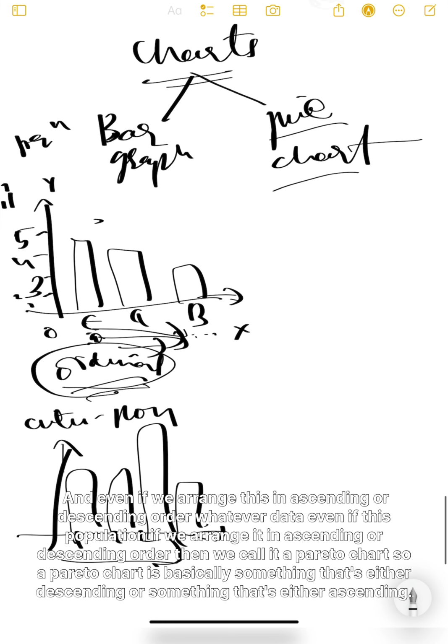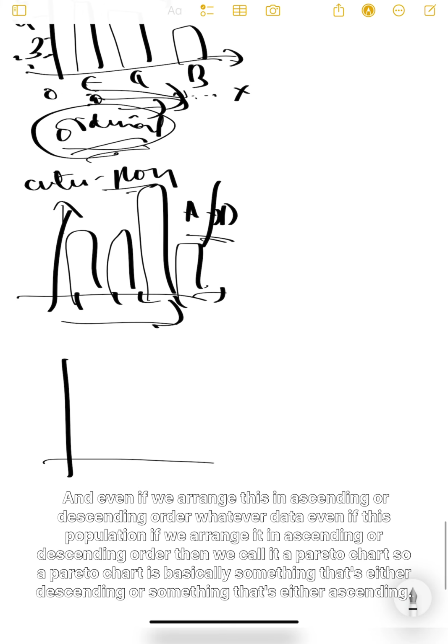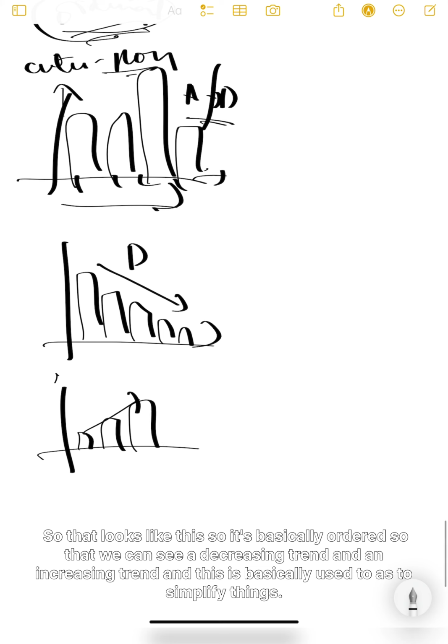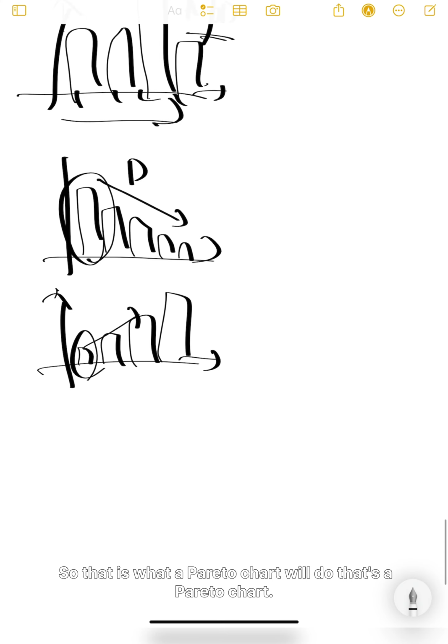And even if we arrange this data, even this population, in ascending or descending order, then we call it a Pareto chart. So a Pareto chart is basically something that's either descending or ascending, right? So that looks like this. It's sorted so that we can see a decreasing trend or an increasing trend, and this is used to simplify things. If it is decreasing, we can find the city with the highest population very easily. If it is increasing, then we can find the city with the lowest population very easily. So that is what a Pareto chart will do.